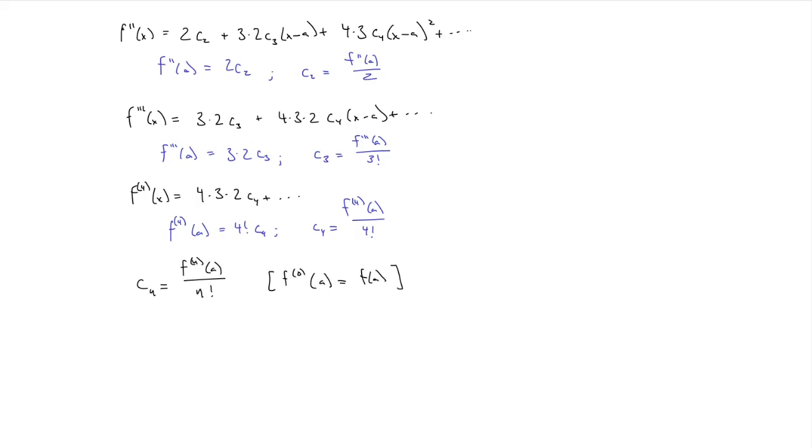And just by observing the pattern that we have happening here, we see that we've come up with an expression for the nth coefficient c sub n. It's the nth derivative evaluated at a all over n factorial. And here we're interpreting the 0th derivative as simply the function itself.